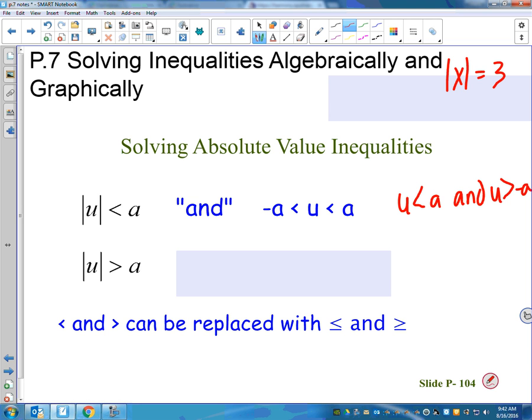So if you have an absolute value is greater than something, then that's going to be your or statement. And that's where you could say u is greater than a, or flip the sign and make that part negative. U is less than negative a. And I just used less than signs, but obviously you could use less than or equal to, greater than or equal to as well. So the big thing you have to remember is that there's two options, and that it could be and or.